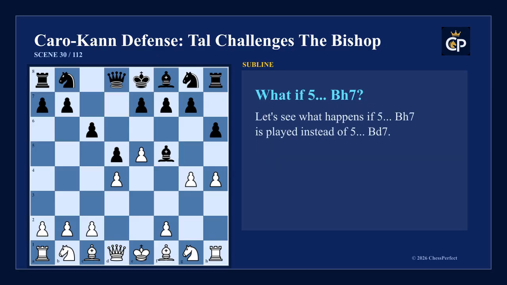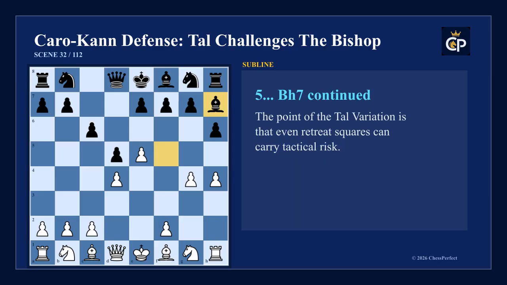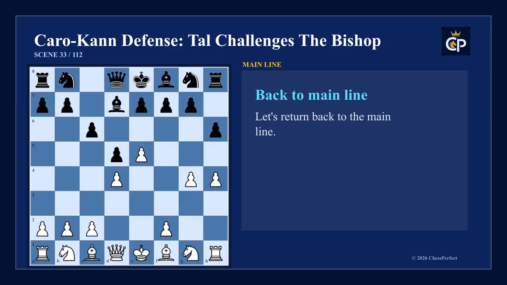Let's see what happens if bishop h7 is played instead of bishop d7. Bishop h7. This is another natural retreat. But after the bishop goes to h7, White often gets ideas with e6, g5, and pressure on the dark squares. The point of the Tal variation is that even retreat squares can carry tactical risk. Let's return back to the main line.